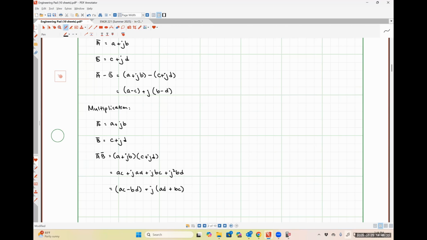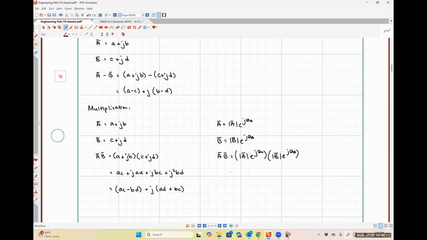So let's look at what happens if we were to use exponential form complex numbers instead. If I represent my complex number A as the magnitude of A, e to the j theta A, and complex number B as the magnitude of B, e to the j theta B, well, when I multiply these guys together, I'm going to have magnitude of A, e to the j theta A, times the magnitude of B, e to the j theta B.